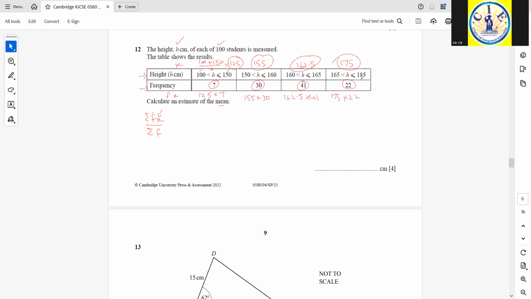Okay, let me solve them completely. 125 times 7 is 875, then 155 times 30 is 4650. 162.5 times 41 is 6662.5, and 175 times 22 is 3850. Now for sigma fx, I need to add them up.